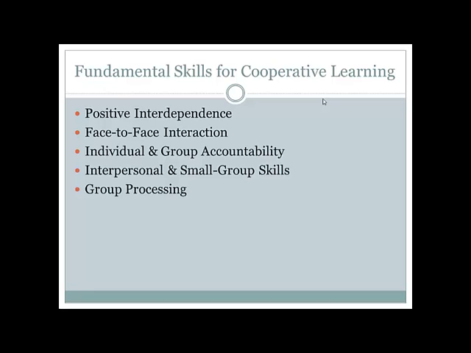Also observing each group and recording the frequency with which each member contributes to the group's work. Assigning one student in each group to the role of checker, the checker asks other group members to explain the reasoning and rationale underlying group answers. Also having students teach what they learn to someone else.